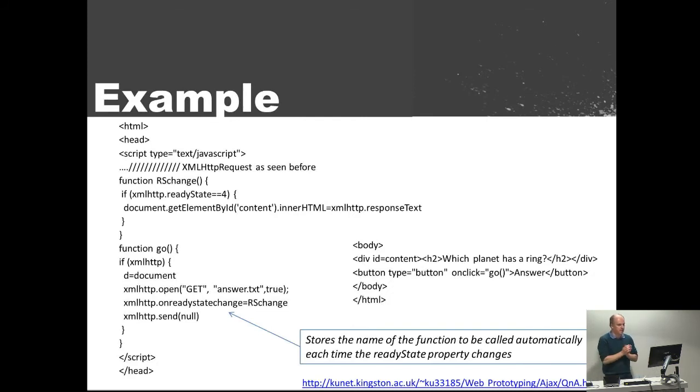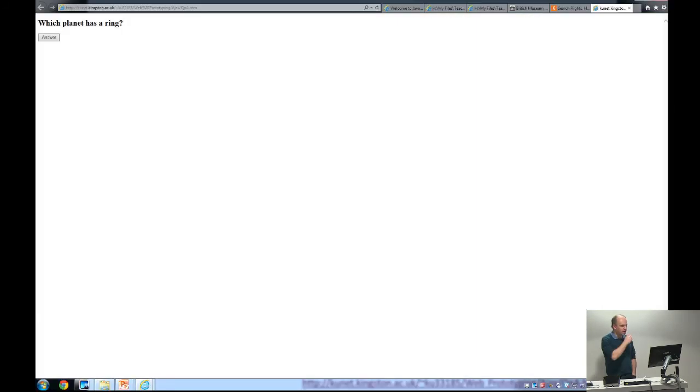So here we are going to look at a more interesting application. It's basically a small quiz. Which planet has a ring? And if I click on the button, I get the answer, which is Saturn. So there's a small piece of JavaScript that can do that job.